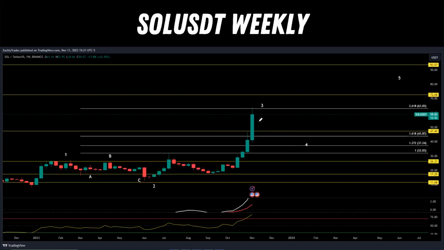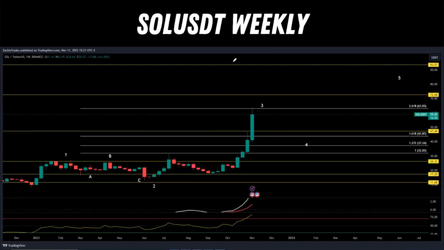Now, these are areas where I'm going to be looking to potentially buy to catch the wave five up. The wave five up is going to take us anywhere from 72 to about 93. Realistically, right around just above the 80 level, from 80 to 85, is going to be our wave five targets for the big picture.